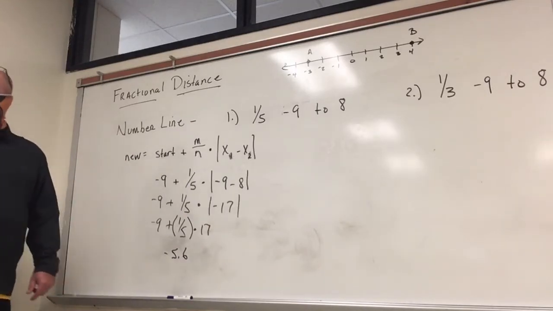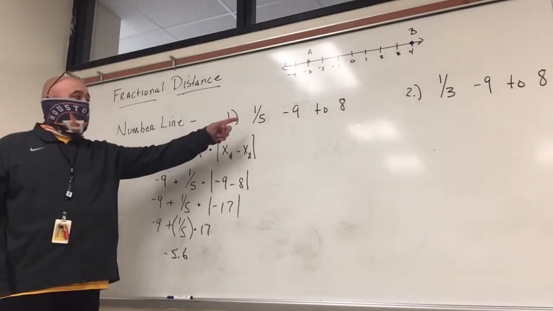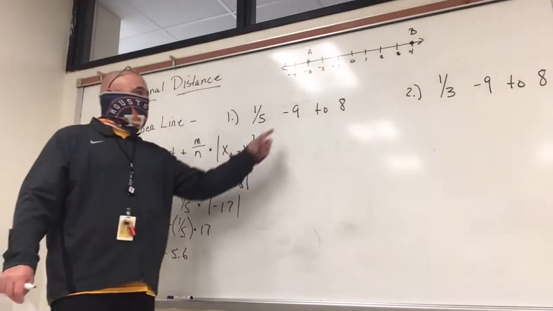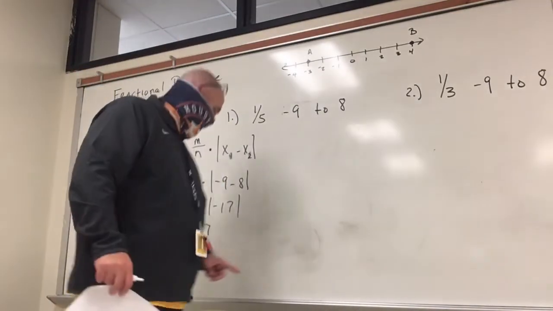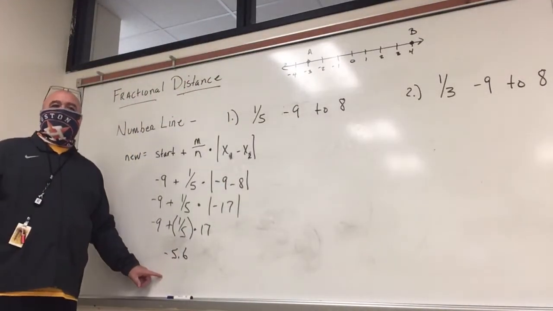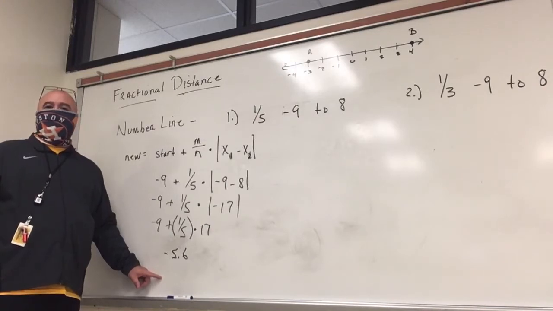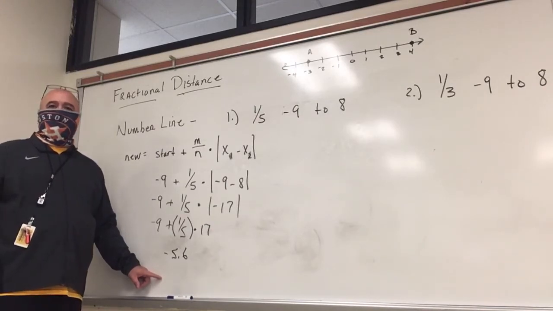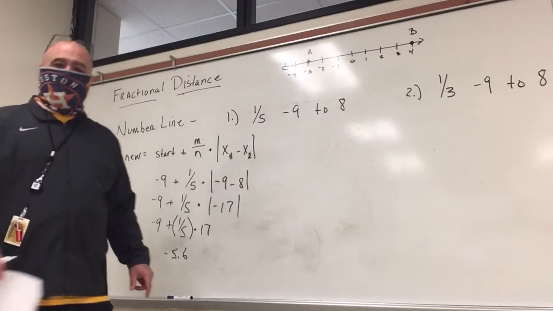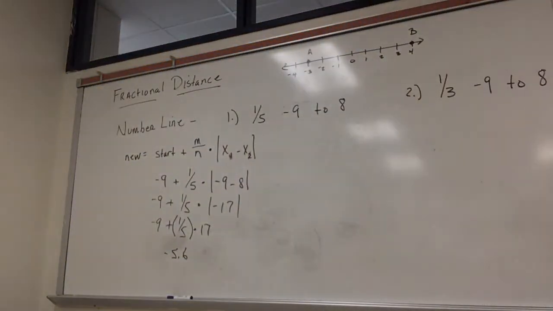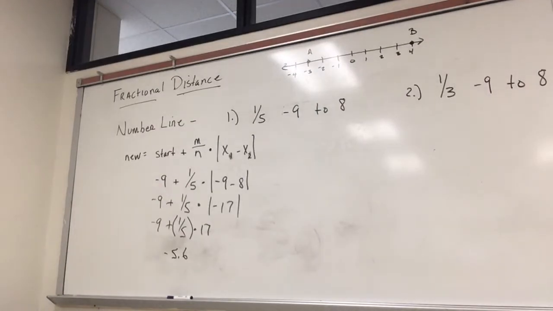So my answer, the number that is 1/5 the distance from -9 to +8, is -5.6, and I'm taking her word for it. Wait, they're still on. That's what it is, plus 17. Yes. Is that not what it is? Not that I don't trust anybody, but I'm gonna do my math.